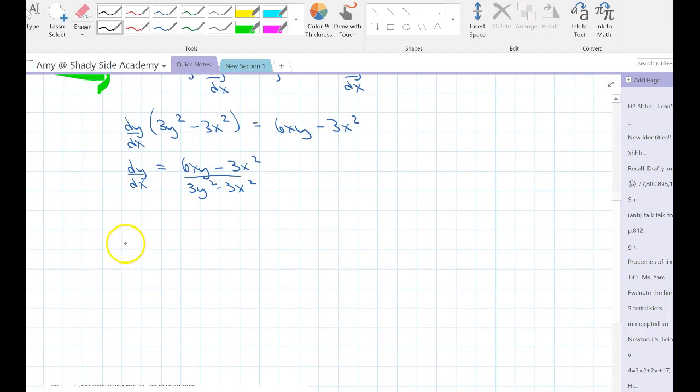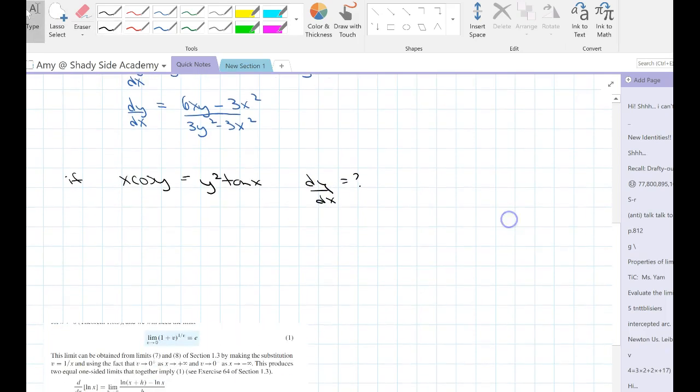So let's do this. Let's say we have x cos y equals y squared tan x. And let's say I want you to find dy/dx. Let's do it together, or you can pause me if you want to. I want you to see that you write, I'm taking the derivative with respect to x of the left, and the derivative with respect to x of the right. Go ahead and pause me if you want to. I'm going to talk it through.